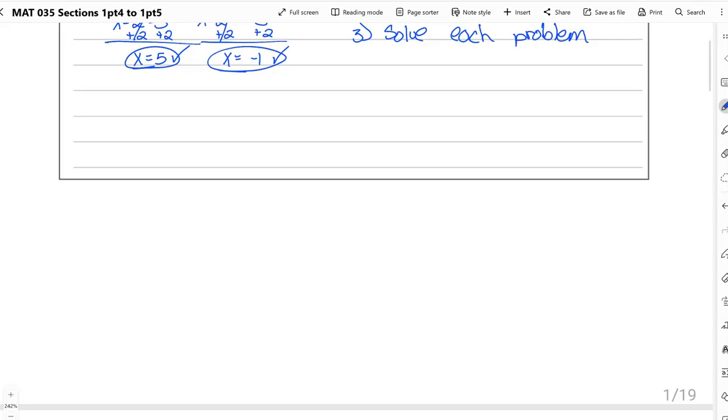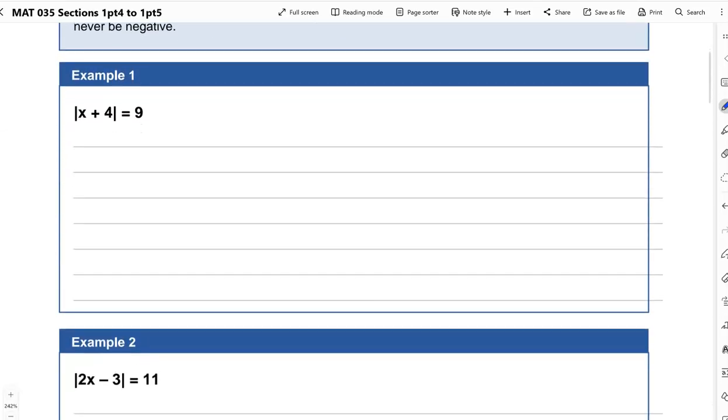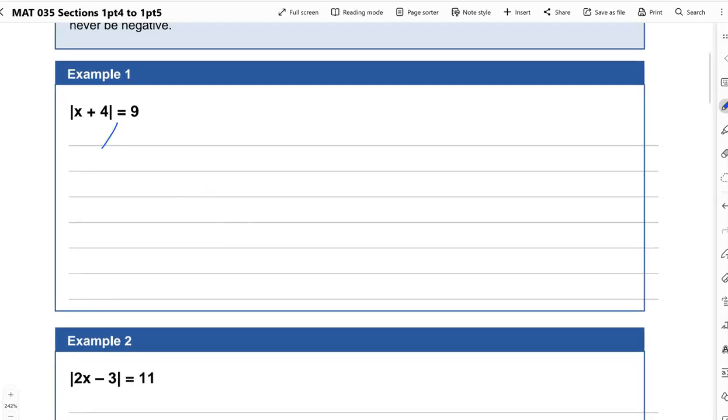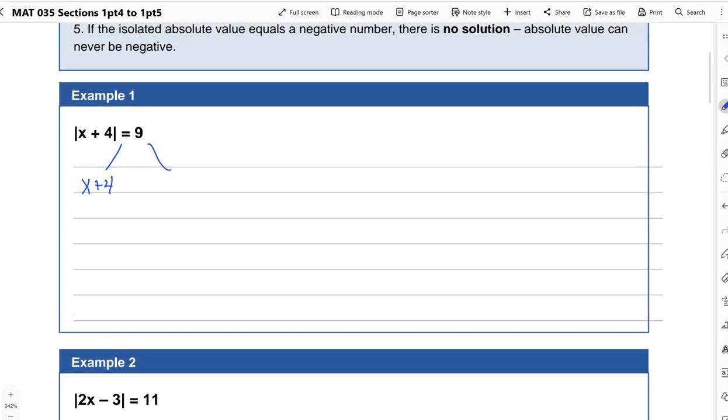So let's look at an example. If I look at this one, I have the absolute value of x plus 4 is equal to 9. Okay, the absolute value is by itself, so that's step 1 of isolating done. Now I'm going to create two different problems. I'm going to say x plus 4 has to be equal to positive 9, or x plus 4 has to be equal to -9. And then I'm going to solve each of these problems.